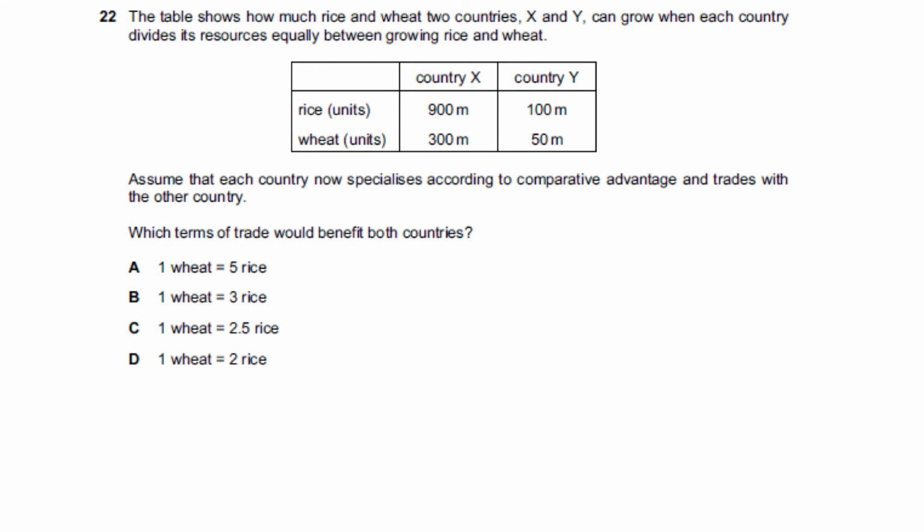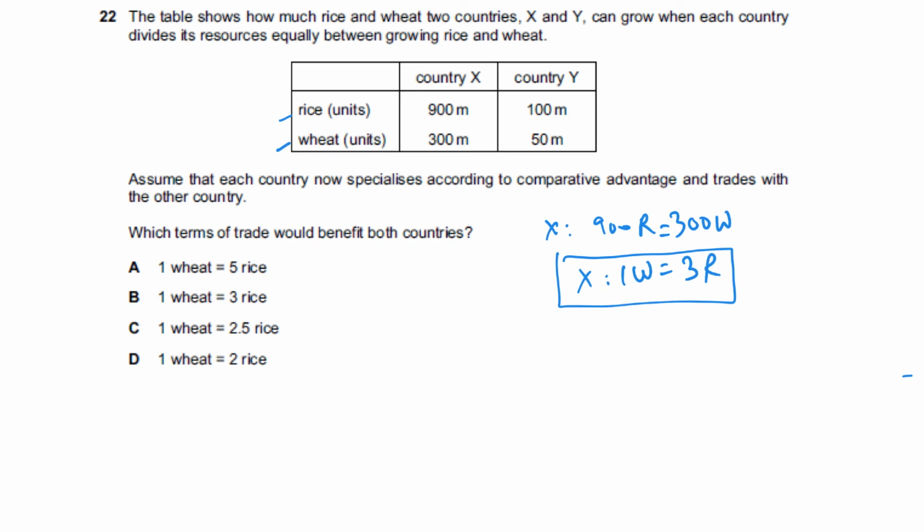In this question, we're given again two countries, X and Y, and they're making rice and wheat. Let's first quickly figure out what's the opportunity cost. For country X, it's 900 R is equal to 300 of wheat, or basically 1 wheat is equal to 900 divided by 300, which means 3R. So that's the opportunity cost for country X. For country Y, it's 50 wheat is equal to 100 of rice, or 1 wheat is equal to 2R.